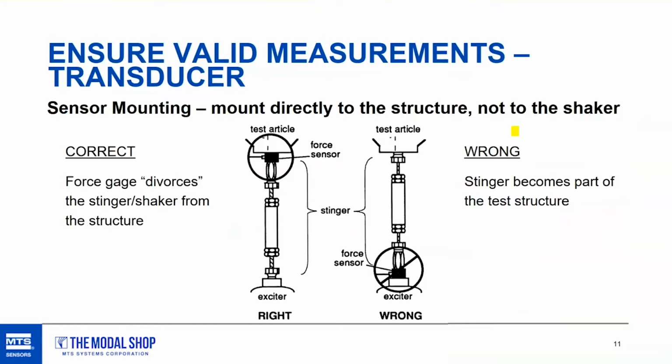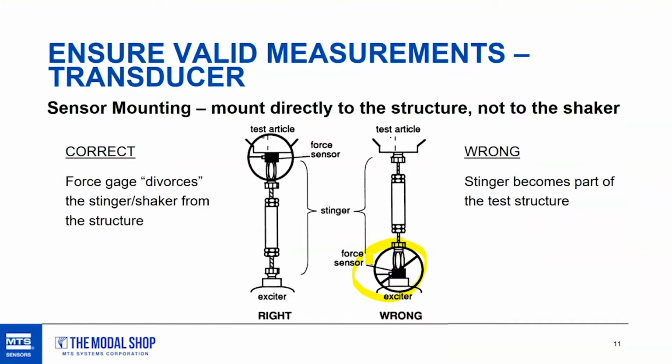You don't want to mount the sensor on the shaker. You want to mount the sensor directly on the structure. If you put it on the shaker side, the whole idea of the sensor, you want to decouple the structure from the shaker. So you want to measure the vibration going into the structure. You don't want to measure the vibration from the shaker.